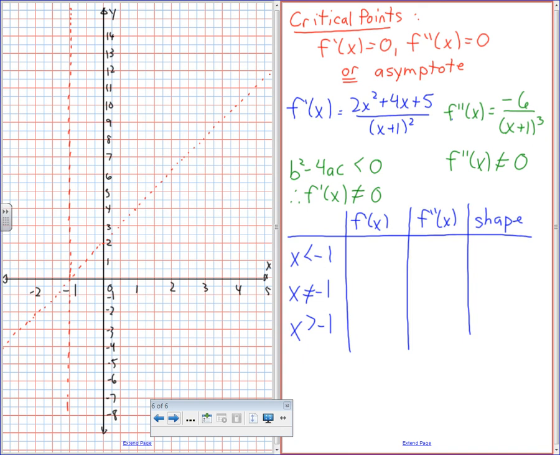Okay? So everyone see that? This is going to be nothing. Nothing actually happens here, because there are no points; x can't equal -1. But different things will happen on either side of the asymptote.